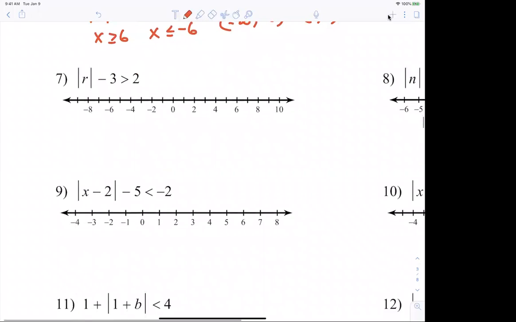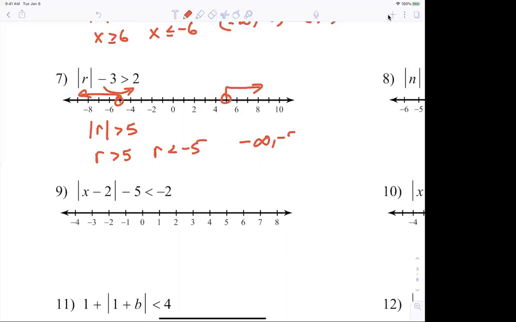All right, here we go. Again, we isolate by moving the 3. So we say the absolute value of r is greater than 5. So we write r is greater than 5, or r is less than negative 5. All right, so we say from negative infinity to negative 5, union 5 to infinity.